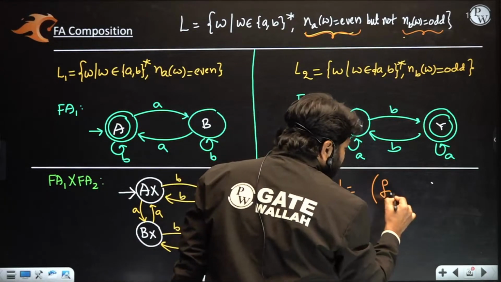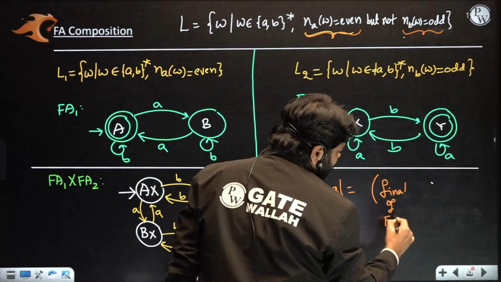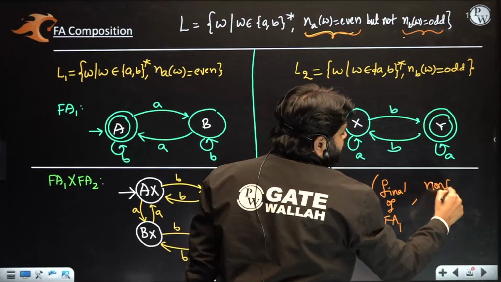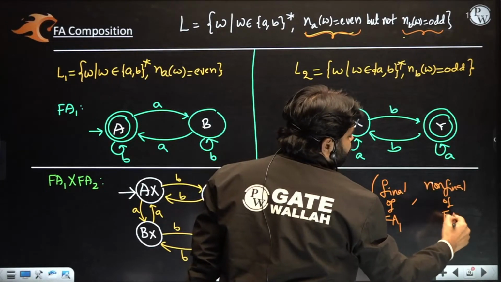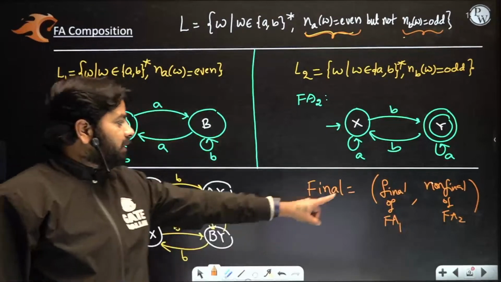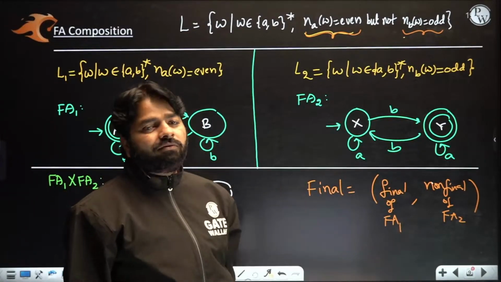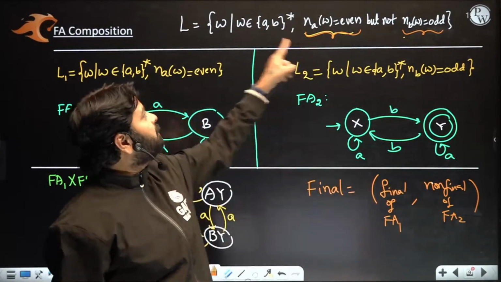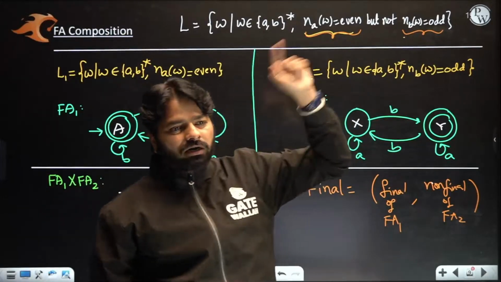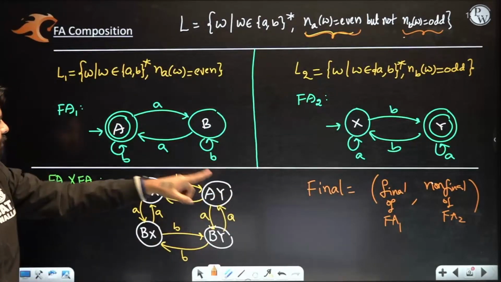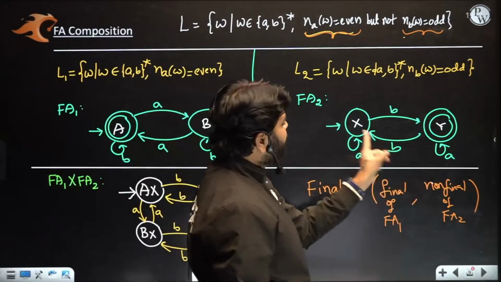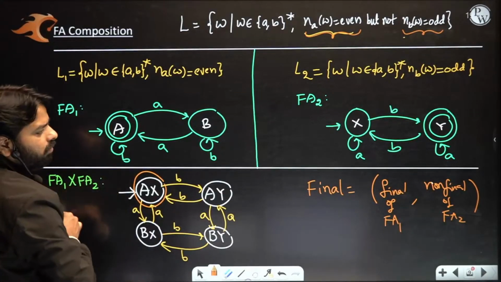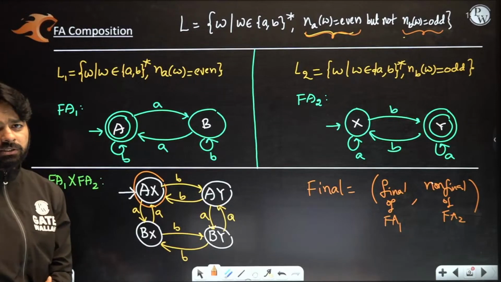The first component should be final, that is final of FA1, and the second component should not be odd B's, means non-final you have to look at, non-final of FA2. So you have to look for the pair where the first parameter is the final of FA1, and the second parameter is the non-final of FA2. That state will accept all the strings where number of A's is even but number of B's is not odd. Now look at who is that. Final of FA1 is A, and non-final is X. So A comma X. So this one only accepts those. Is that correct? Yes, only that accepts your requirement.